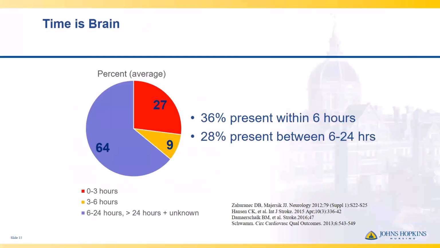Time is brain. As I said, a lot of these things have to be given within 3 to 4.5 or even up to 24 hours. But when we look at the data of how fast patients arrive to the hospital, only about 36% arrive within 6 hours, and only really 27% coming within 0 to 3 hours, meaning that of the 64% of patients that come to the hospital with a stroke, they can't get TPA because they're outside the window.